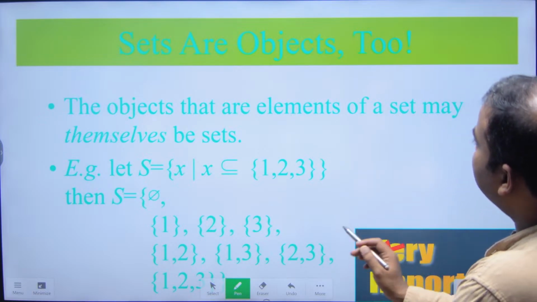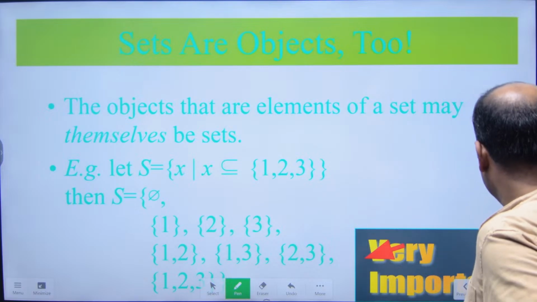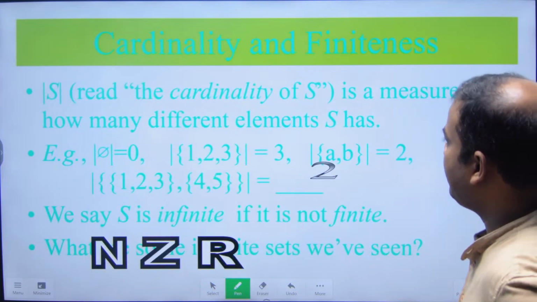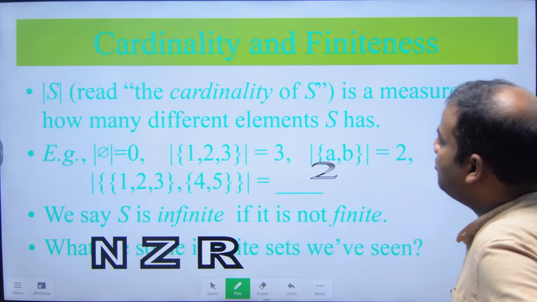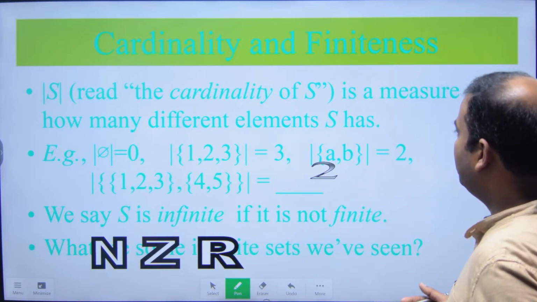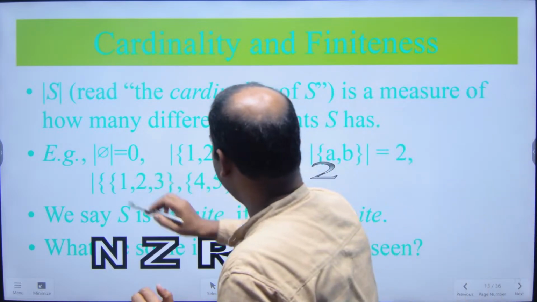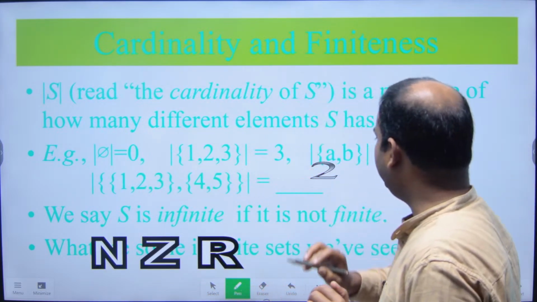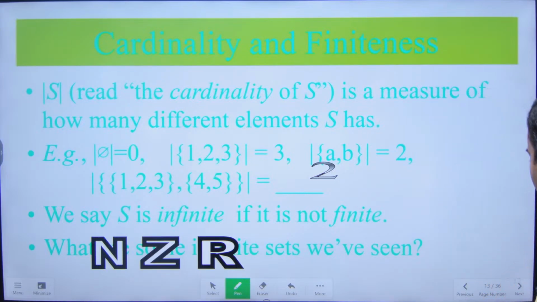So it is possible that set of sets is also possible. Now cardinality and finiteness. What is cardinality? It means the number of elements in a set. For example, cardinality of phi is 0. Cardinality of this set is 3. Cardinality of this set is 2. Like this.